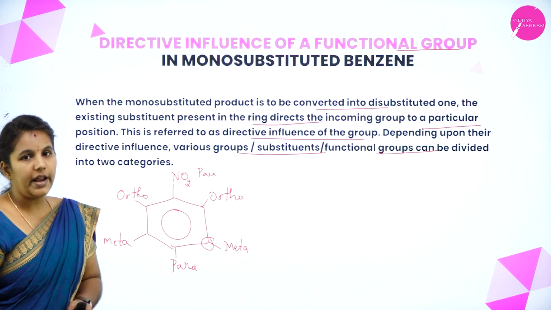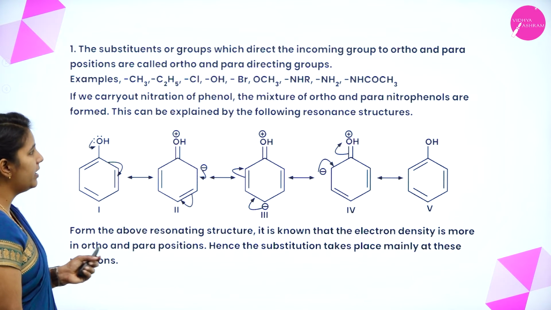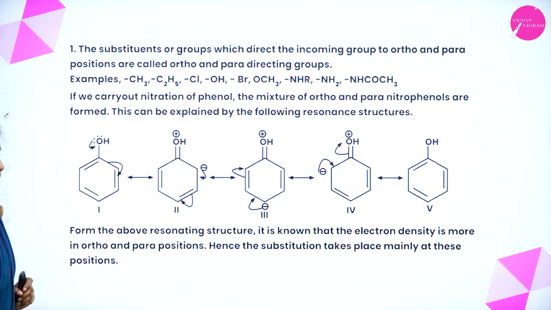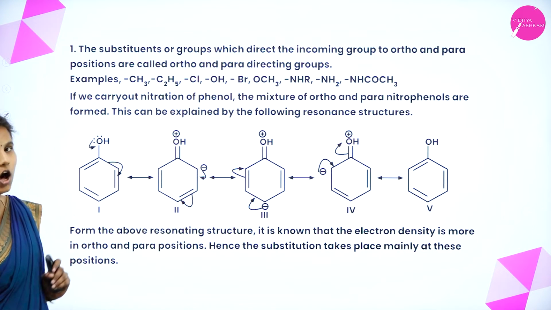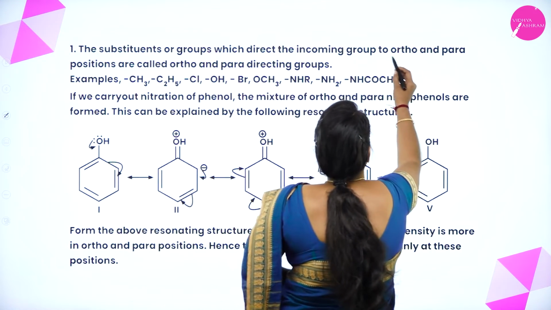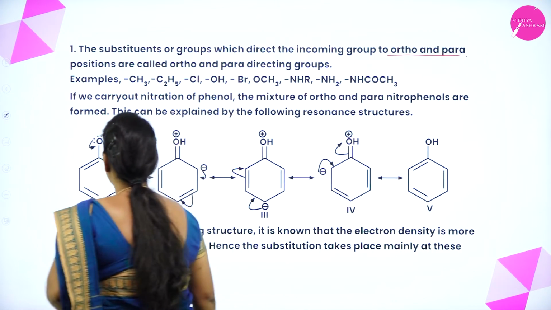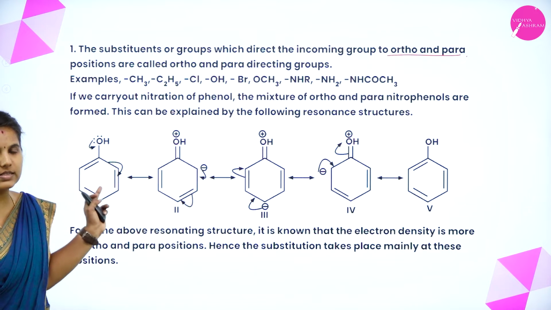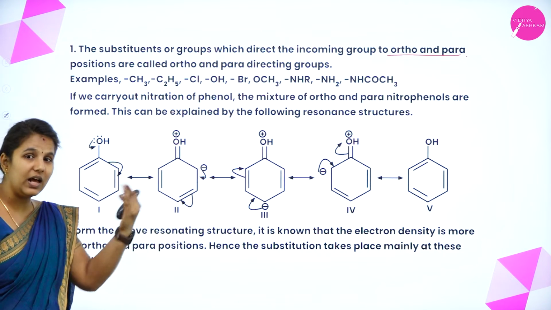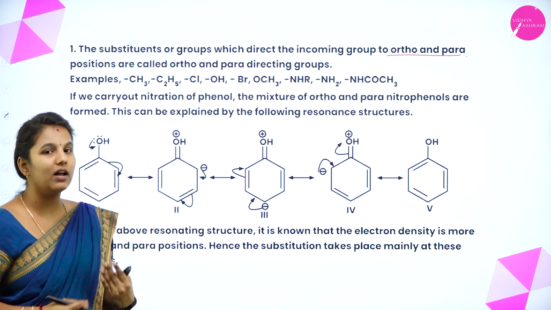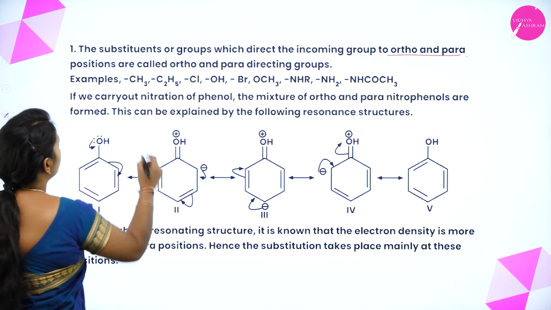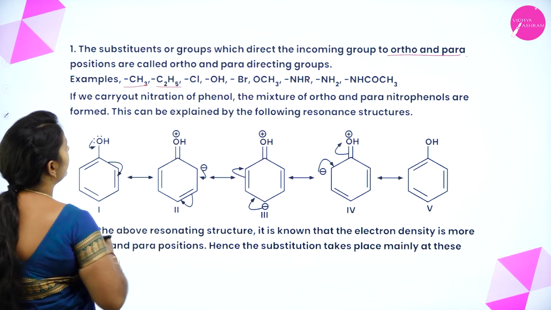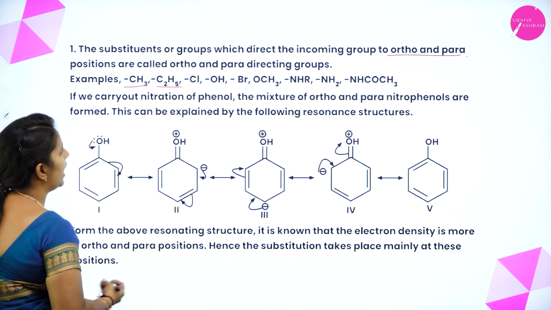So this is known as directive influence of functional group on the substituted benzene. This can also be understood by taking two situations. So the first one is the substituent group which can direct the incoming groups to the ortho and the para position. It is very important. So the substituent group in the benzene ring directs the incoming group to come and occupy the ortho and the para position. For example, CH3, C2H5, Cl, OH, Br, and so on.